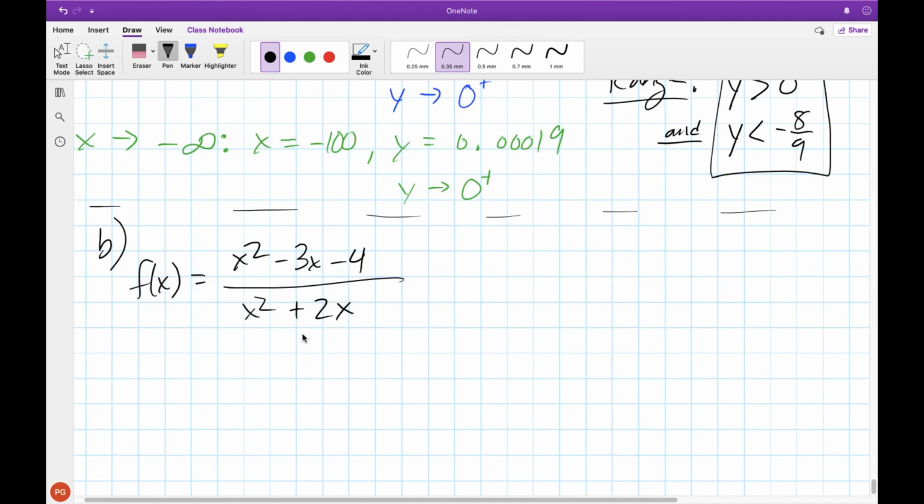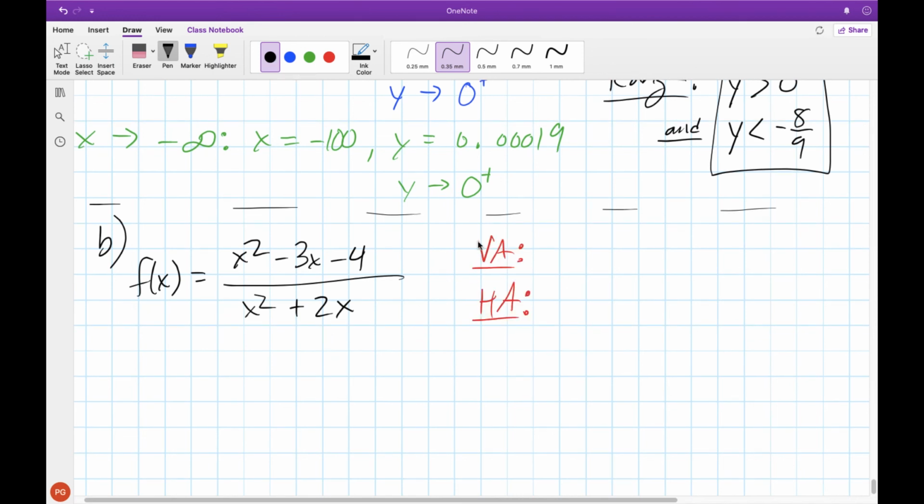This is our last example. We want to again graph this one with all of our asymptotes, intercepts, and everything in between. To find our vertical asymptotes, we're going to have to do a little bit of factoring, but we don't actually care about the top. All we care about is the bottom here. Our vertical asymptotes would be at 0 and -2.